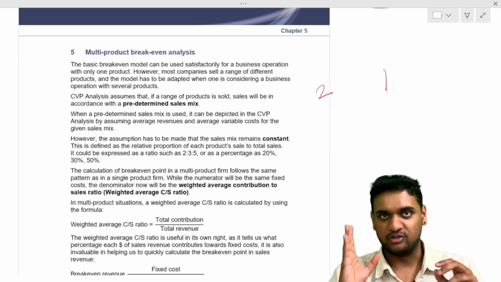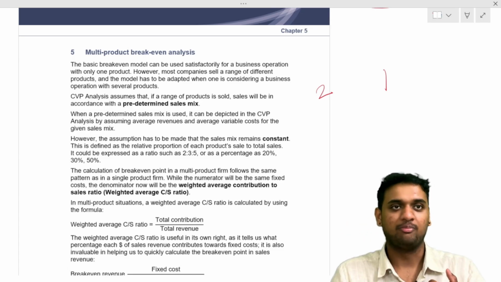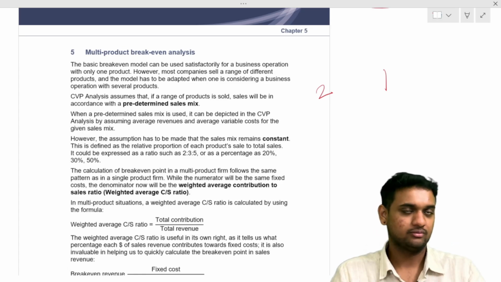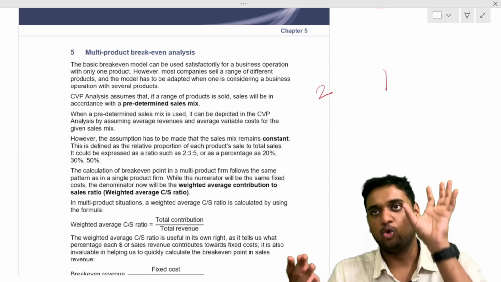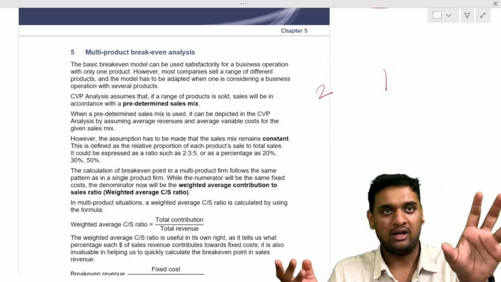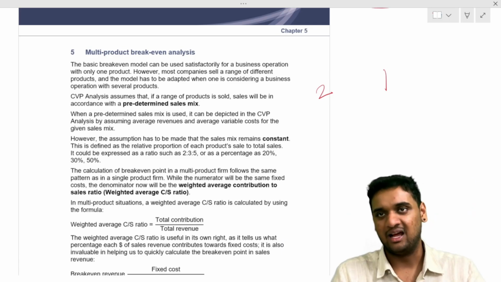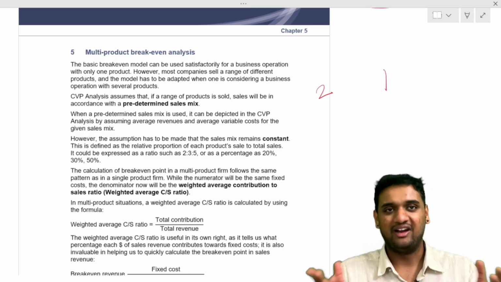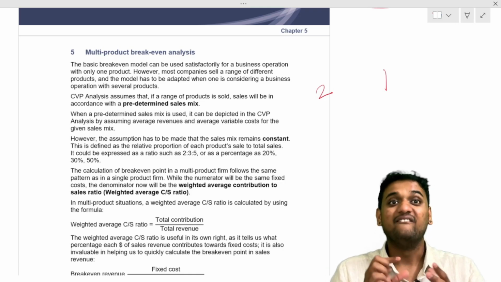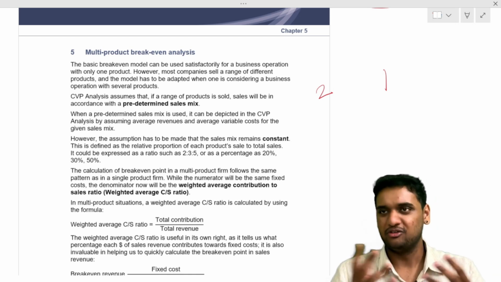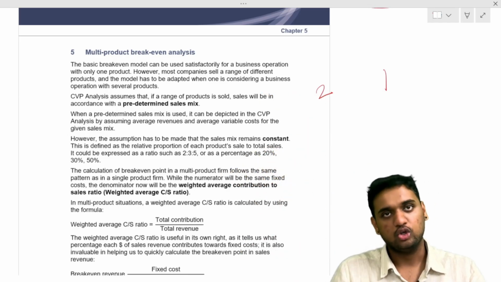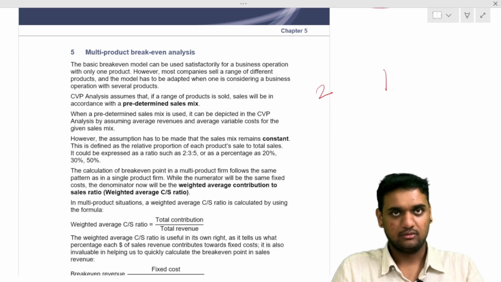Two types of questions will be given. They will either give 2000 units of pizza, 1000 units of burger if they sold, then you can easily find out. Sometimes they will give, for every 2 pizzas I sold, I will sell 1 burger. If they give like this, take 2 and 1 as the number of units and find out the answer. What you are finding from this? Weighted average CS ratio. Once you find the weighted average CS ratio, take fixed cost divided by weighted average CS ratio, and what you will get? BEP. Understood, all of you?